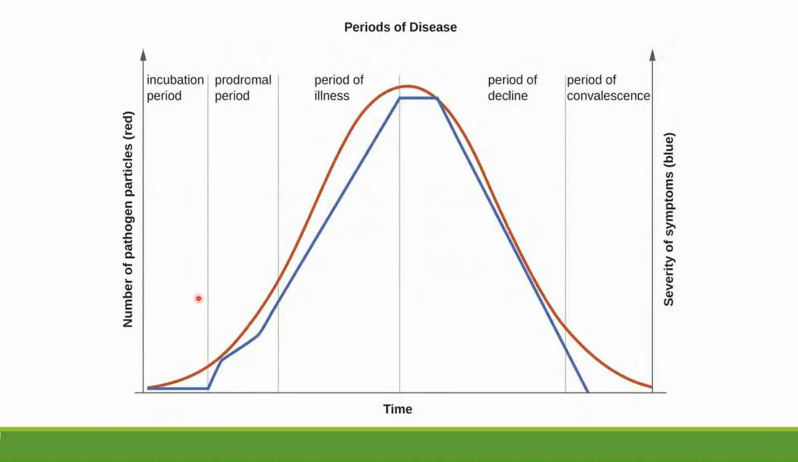And each disease has a set number of periods that they tend to all follow. This is a very common pattern that we see here. And what we see on these two axes is the red line and the blue line. It says here the red line represents the number of pathogenic particles. They're saying pathogenic particles because remember, not all pathogens are living. We do have viruses. And so we can see them along the red line here in this kind of bell curve shape, and then the severity of symptoms shown in blue. And we can break up these periods into the incubation period, prodromal period, period of illness, period of decline, and period of convalescence.